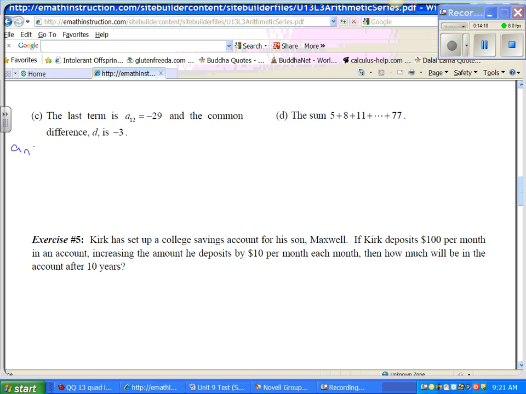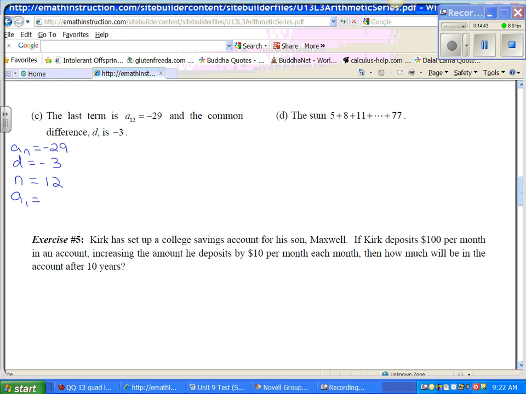I know a sub n, which is good. What else do I know? Good. What else do I know? I know n. What's n? 12. Good. What don't I know? A sub 1. That's what I need to find out first, right?